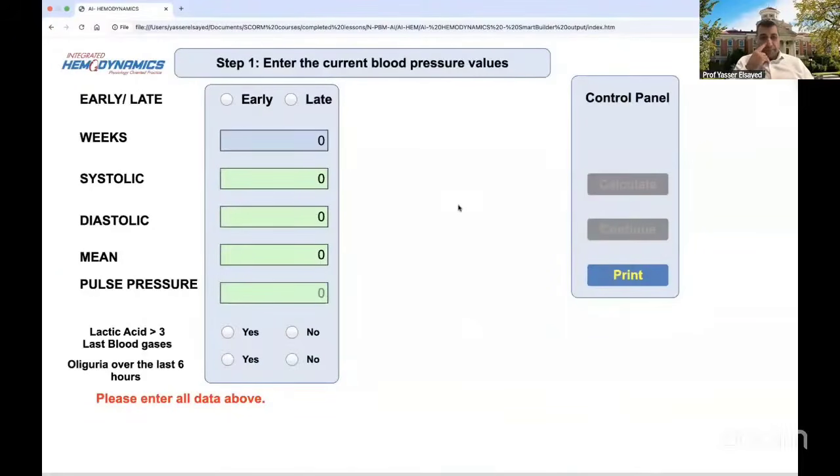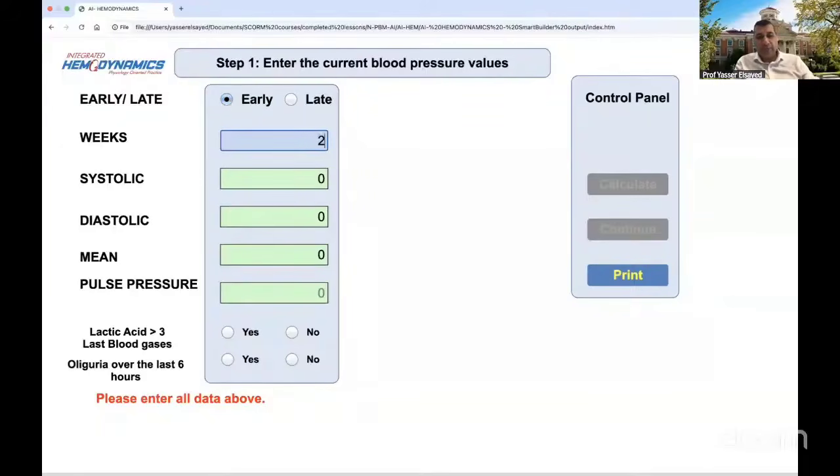So let us describe what we did even before the era of artificial intelligence or ChatGPT and whatever is available. We made these calculators to make your life easier and to help you decide what stage of shock this infant is in, and also what phenotype of shock. I'll just give you a simple case scenario here.